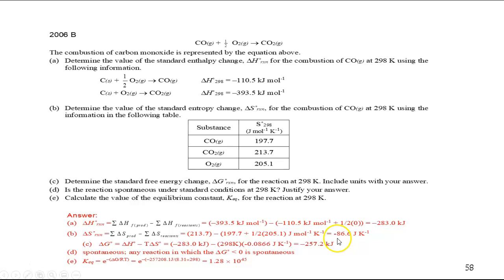Products minus reactants, and it is negative. Minus 87 about joules per Kelvin. Now we got both of them. We plug into this, and we get a big, healthy kilojoules number. That means it's spontaneous, fine.